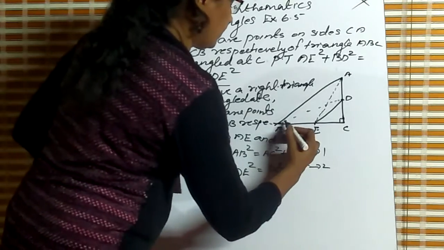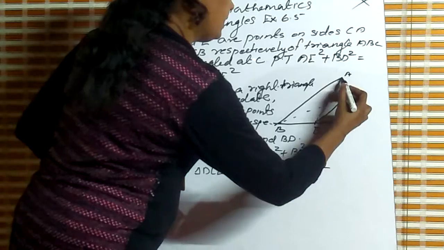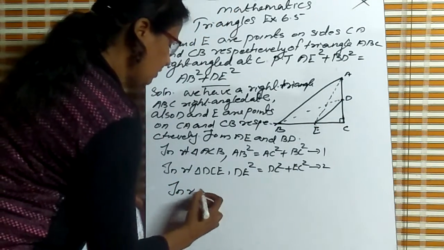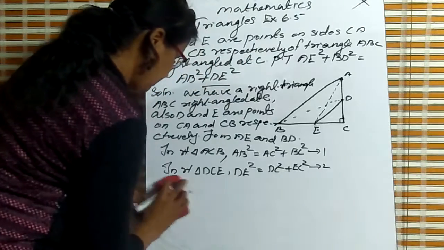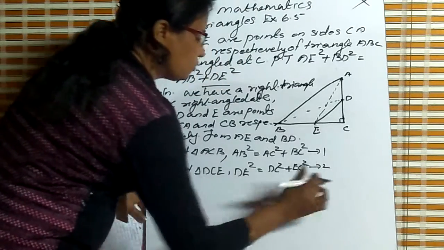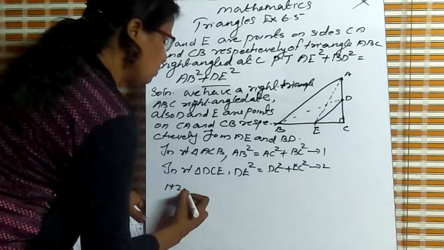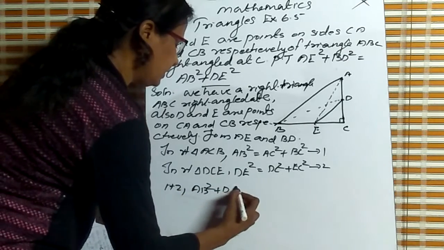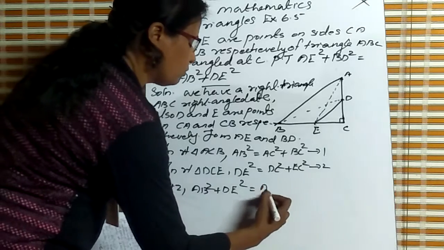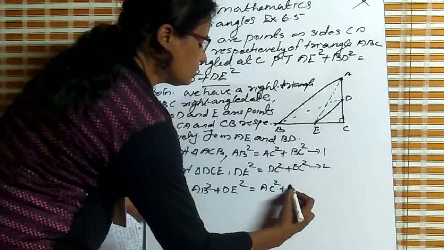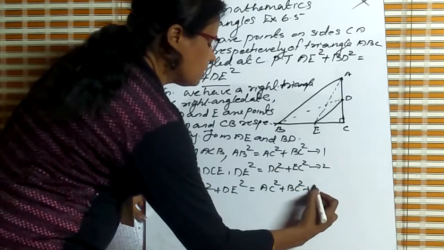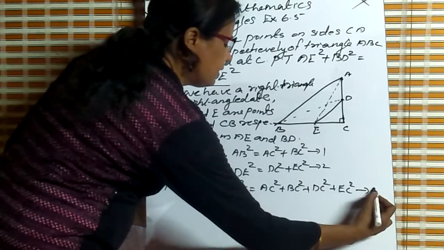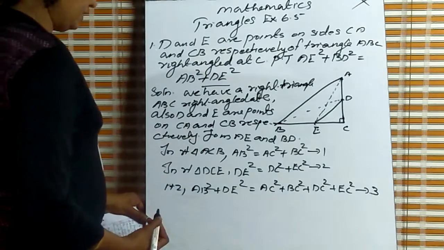Now we consider the triangle AEC. Now we add these two. What is 1 plus 2? 1 plus 2 is equal to AB square plus DE square is equal to AC square plus BC square plus DC square plus EC square. Adding 1 and 2, we get equation 3.